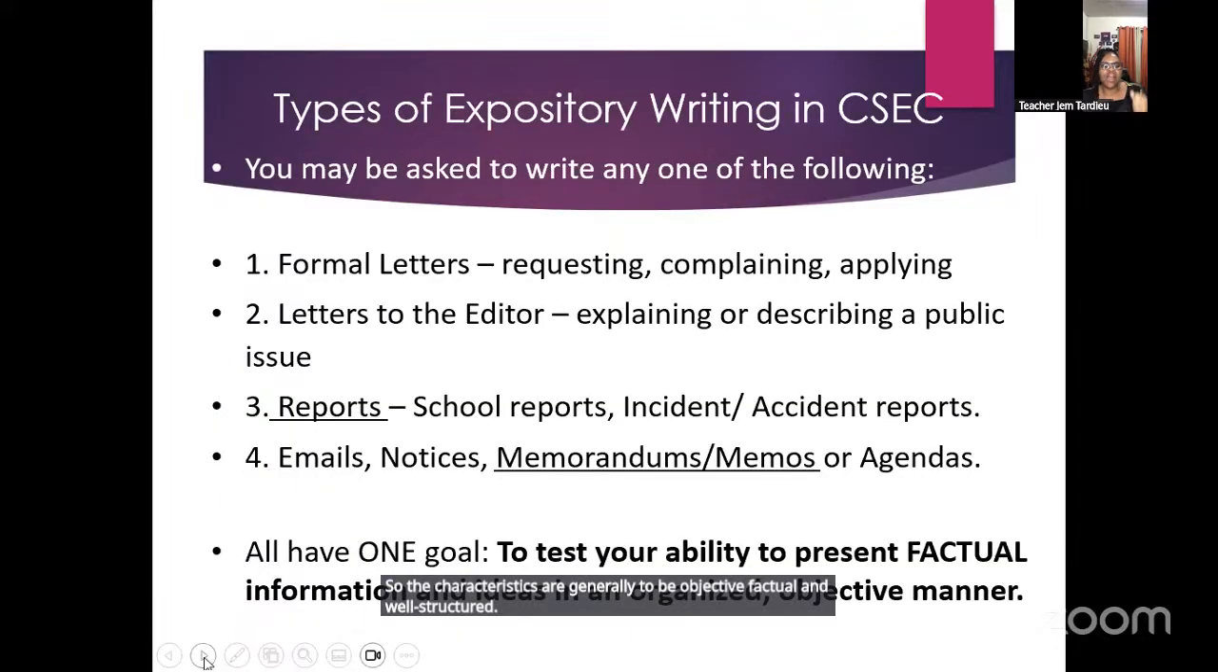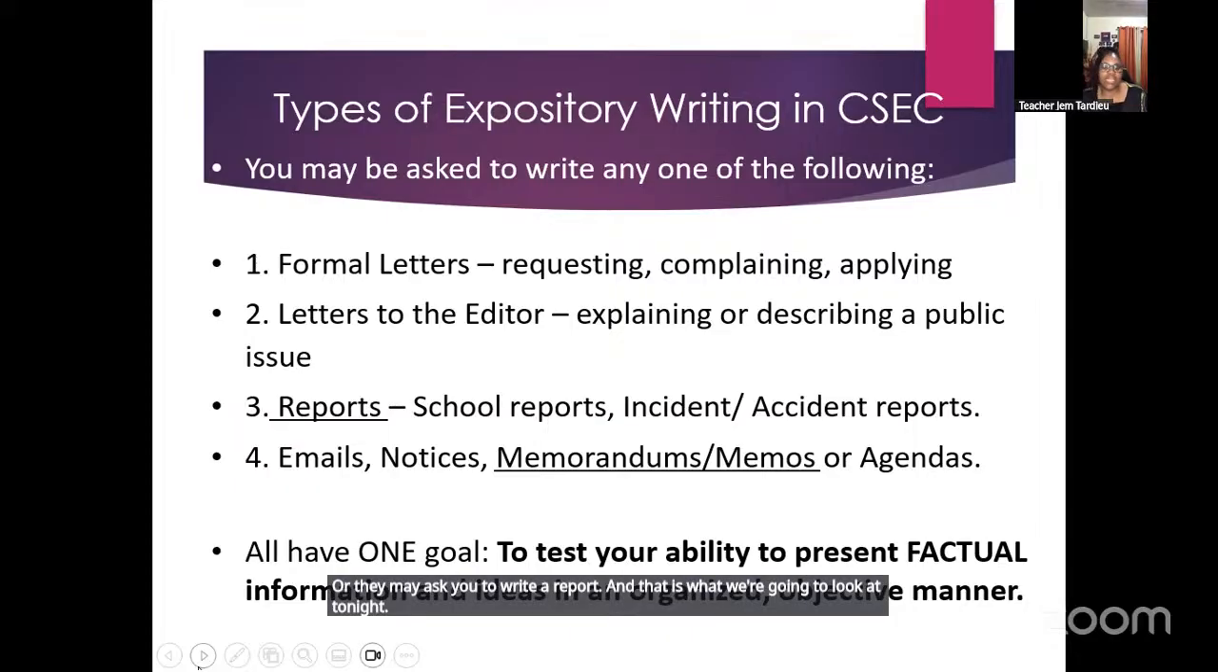When you think of expository writing, these are some of the categories that may come for CSEC. Your teachers would have spent some time giving you the different formats and an idea of how you can write, because we don't know what CXC may tell us to do. They may say, write a letter of complaint or a letter of request. They may ask you to write a letter to the editor, explaining or describing a public issue. Or they may ask you to write a report, and that is what we're going to look at tonight.